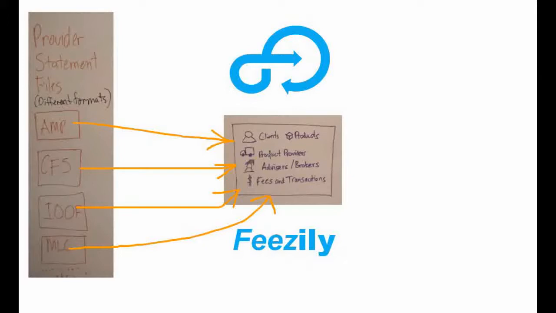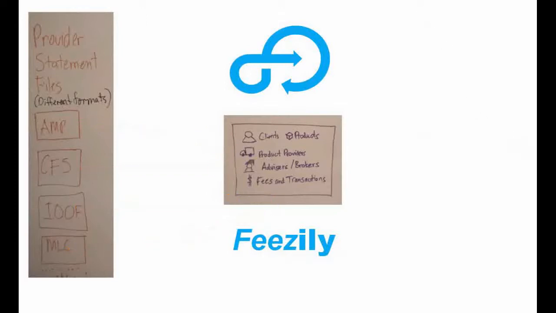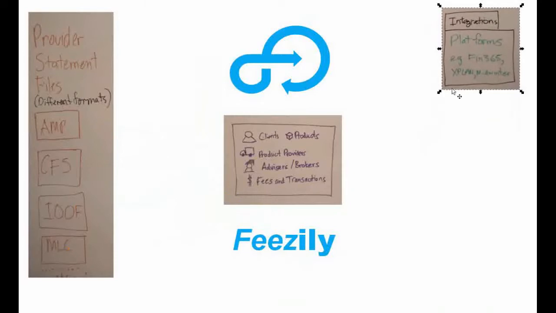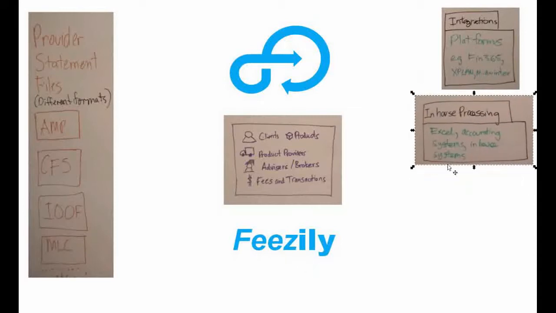So Feezily can get the data into its central database, but then what does it do with it? Well, you need to be able to integrate with platforms, possibly using third-party platforms like Xplan, Fin365, Midwinter platforms. So you need to get the data into the format they require, so that you can use those third-party products. You might do your own in-house processing with Excel.